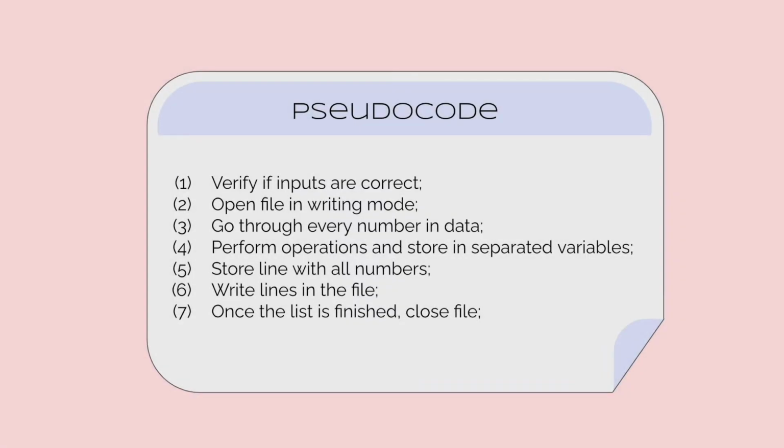So let's sketch some items we need to follow in order to have the code working. First, we need to verify if the inputs are correct, open the file in writing mode, have a for loop to go into every item in the data variable, perform the 3 operations we need, store them in separate variables, and then put them in one line with all the results separated by comma. And then we write each line in the file, and once we finish, we can close the file.